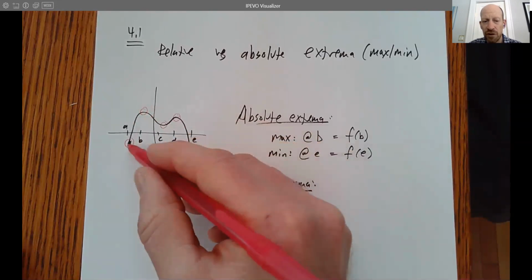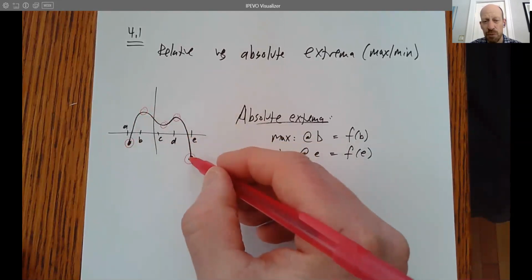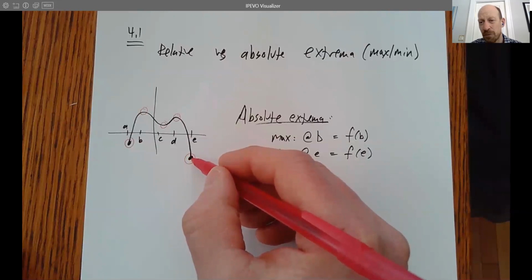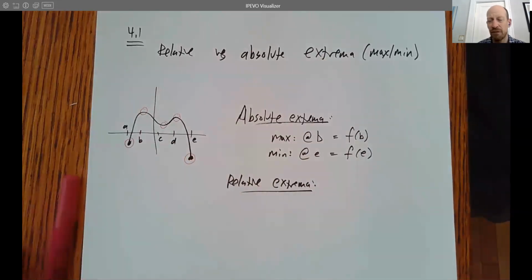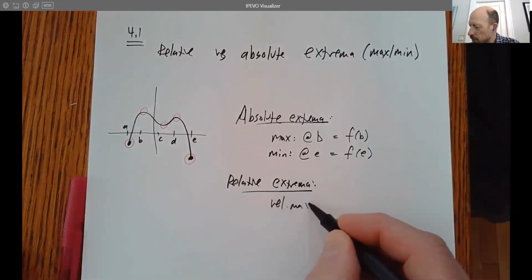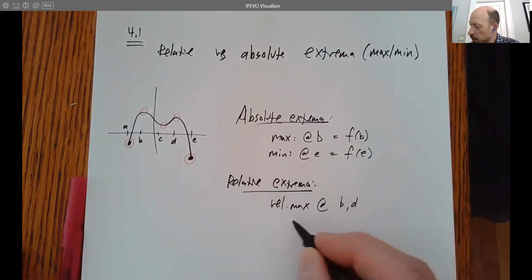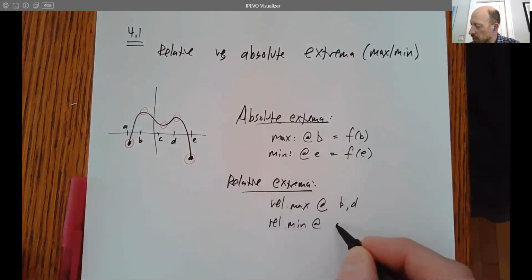These values, it turns out, are neither relative maximums or minimums. They're not relative extrema because they're endpoints. I can't compare this value to both sides because the function stops there. So you can't have relative extrema at an endpoint. We get a relative max at B and D and a relative minimum at C.